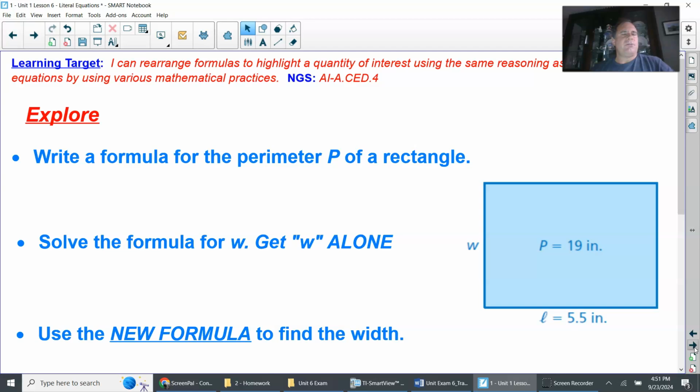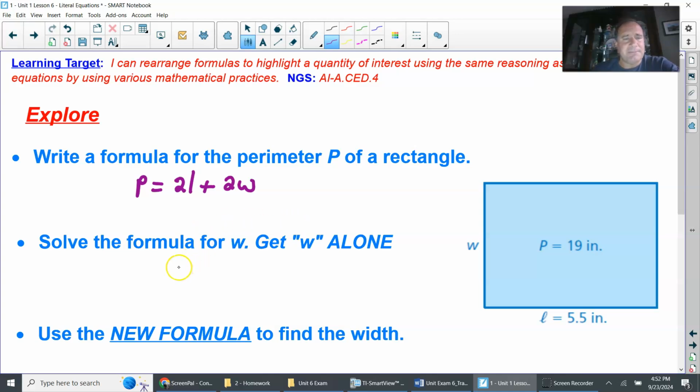All right. So in this Explore, we're going to just go through this as quickly as possible. Write the formula for perimeter. So perimeter equals 2L plus 2W. All right, 2 times the length, because there's 2 sides with the length, and 2 times W, there are 2 widths that are the same length.